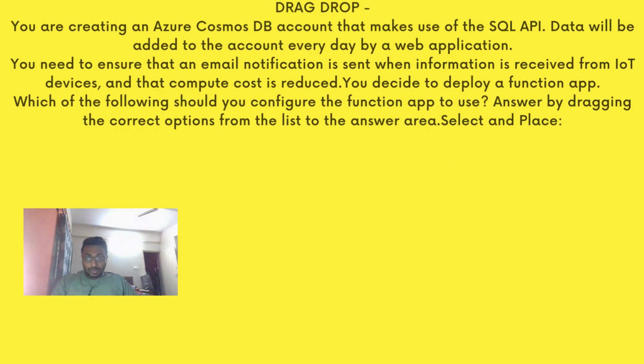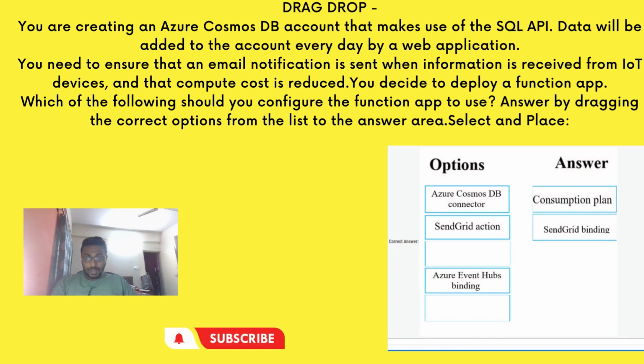So again, this is a drag and drop question. You're creating an Azure Cosmos DB account that makes use of the SQL API. Data will be added to the account every day by a web application. You need to send an email notification with the information received by IoT devices, and the compute cost is reduced. You decide to deploy a function. Which should you configure the function app to use, by dragging? The correct answer is there.